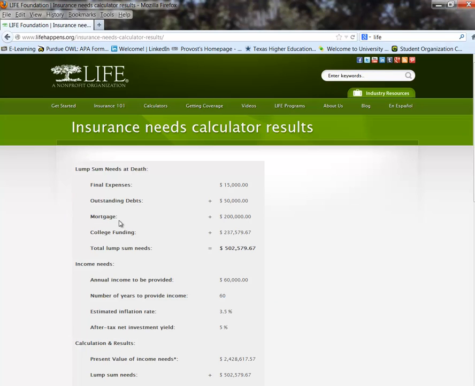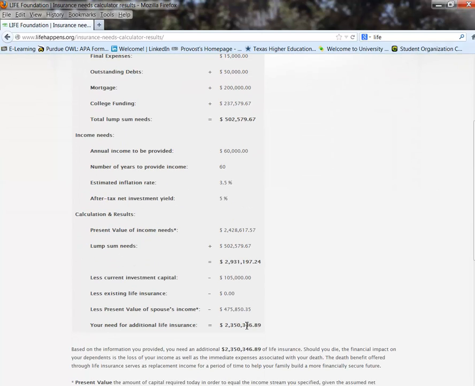There we go. Look, a little patience pays off. So you can see this dramatically reduced how much life insurance we need. This is $2 million now instead of that.